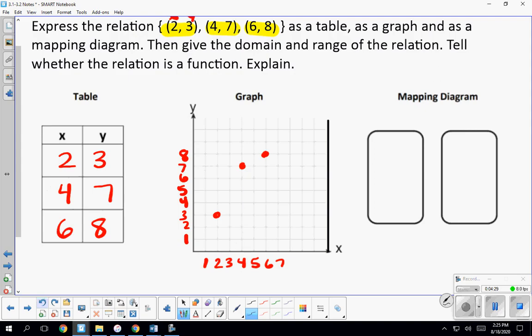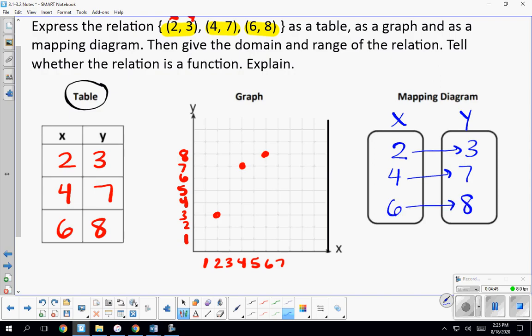A mapping diagram is very similar to a table. It's just going to map it. It's going to show where it comes from. So if I use my inputs on the left, outputs on the right, the input 2 maps to 3. The input 4 maps to 7, and the input 6 maps to 8.